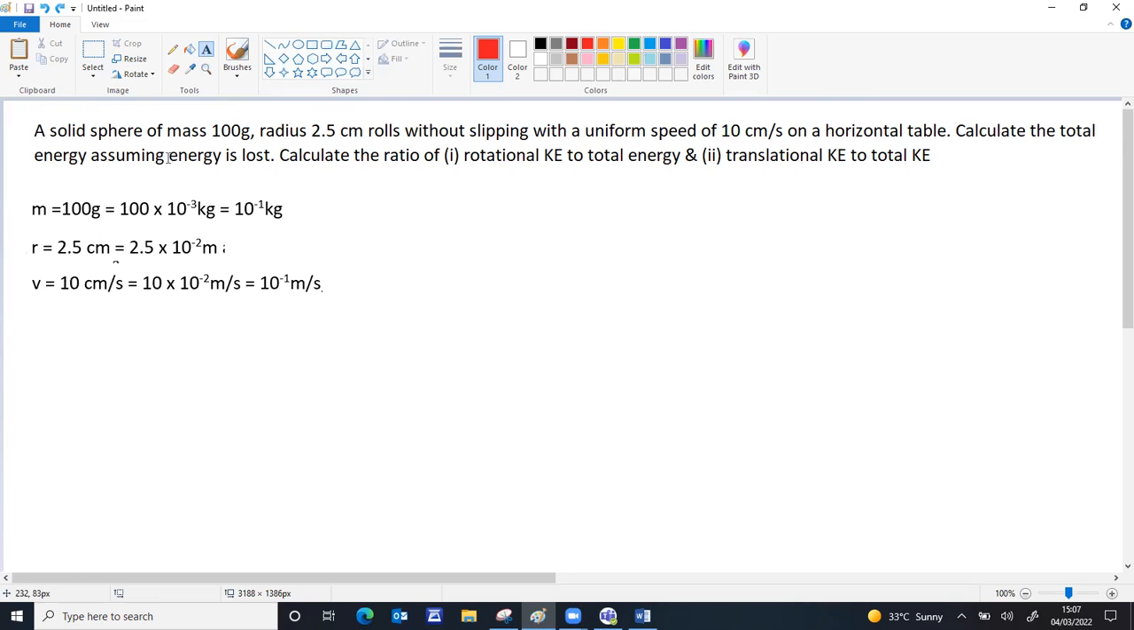There's a word missing here. No energy is lost. We'll add it later, last.